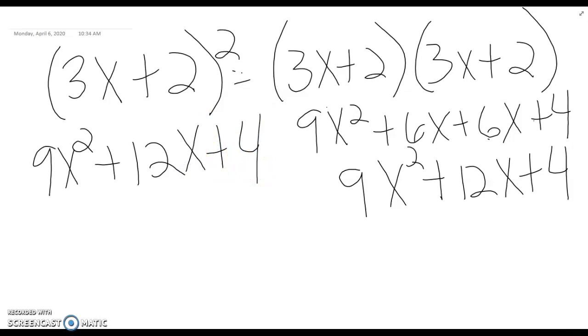So when we get used to doing it when there is not a number in front of the x, we just do 2 times this number times x. There is a number here this time, so you have to multiply by that number.